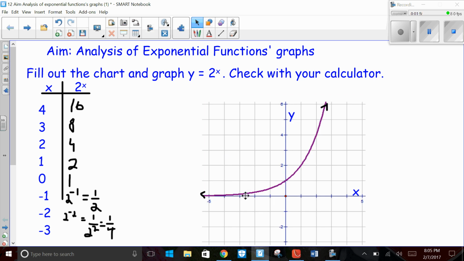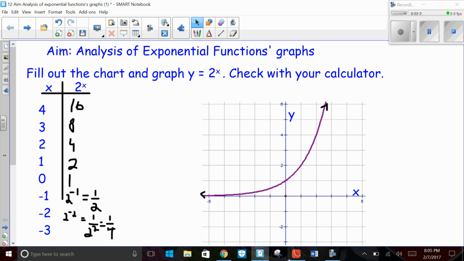So 4, 16 is not on this graph because that would be too high. But you could see 2, 4 is over here. 1, 2, 0, 1, negative 1, a half. And the fractions are pretty difficult to see.